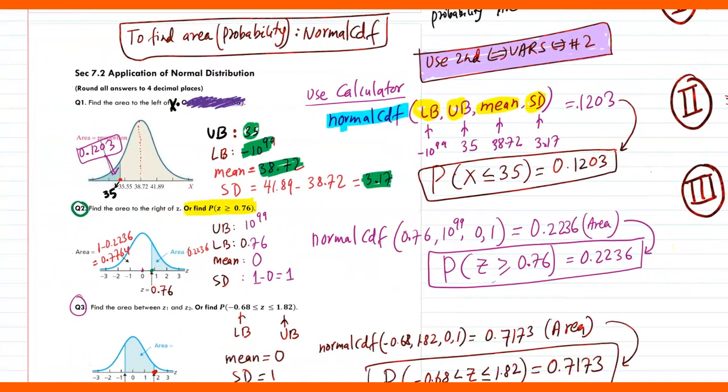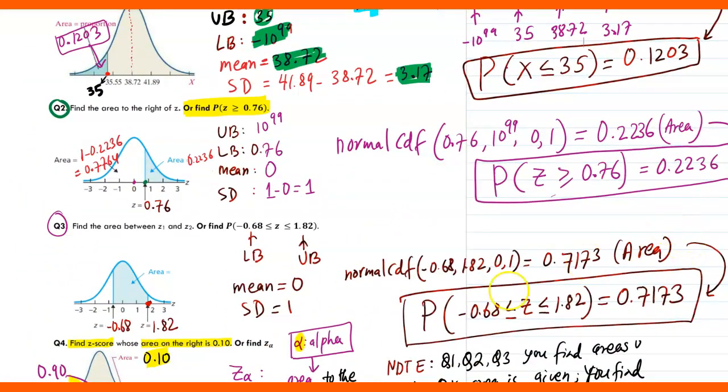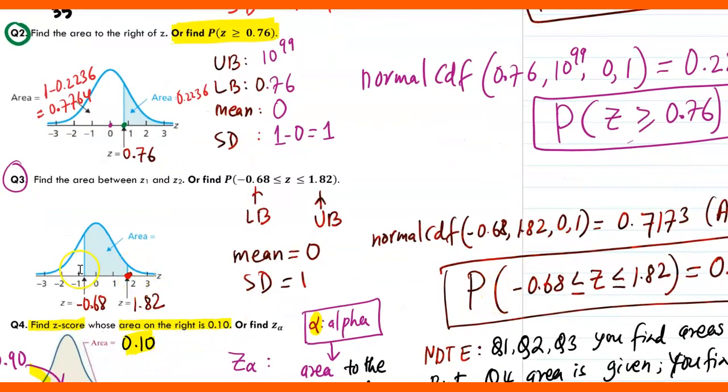Now, if you have an area between 2 points here, obviously here you're looking for the area between 0.68 and 0.82. Now you have this first point on the left as the lower bound, and the second point on the right as the upper bound on this area. Therefore, this area here in between two numbers, this is the lower bound, this is the upper bound. What's the mean? 0, because this is the z line, and standard deviation is 1.